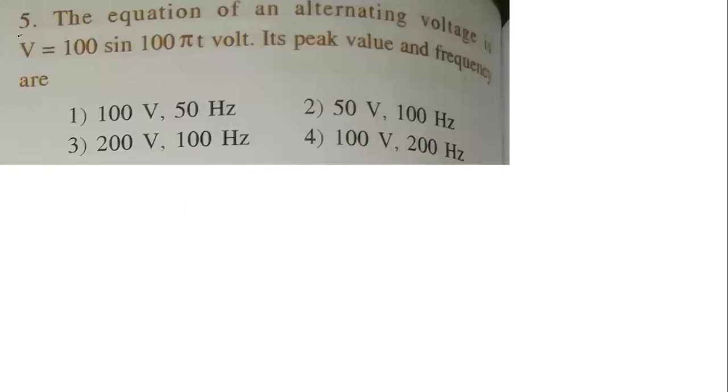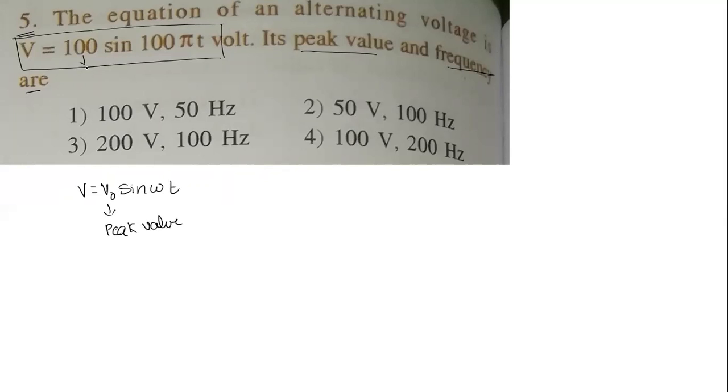Question number 5. What is question number 5 asking? The equation for alternating voltage is given here. This is the equation that is given to us. They're asking for the peak value and the frequency. Here, what is the peak value already? Any equation is given by what formula actually? V equal to V naught sin omega t, where V naught is what we call the peak value.